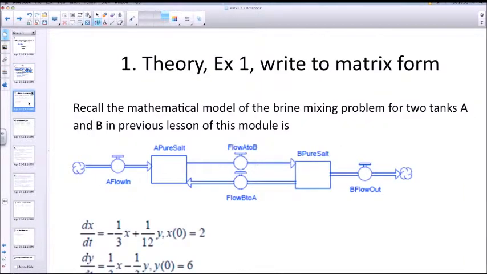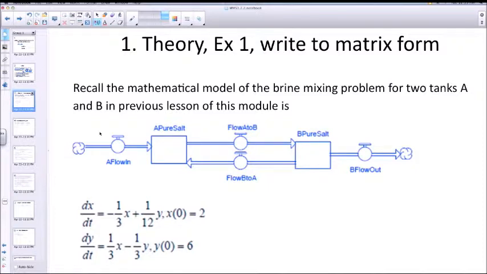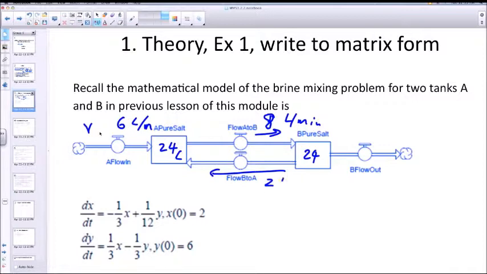Let's start from the example we talked about two lessons before. In the last lesson of unit 1, you still remember we have pure water flowing in at 6 liters per minute, and the volume here is 24 liters, and 24 here. From this, the speed is 8 liters per minute, and then flows back 2 per minute. And the exit speed is exactly the same. With this setting, you remember, the volume does not change.